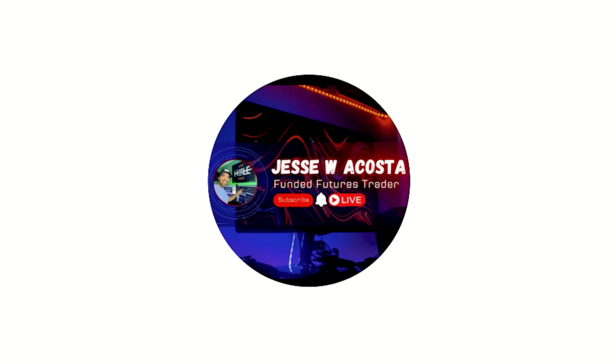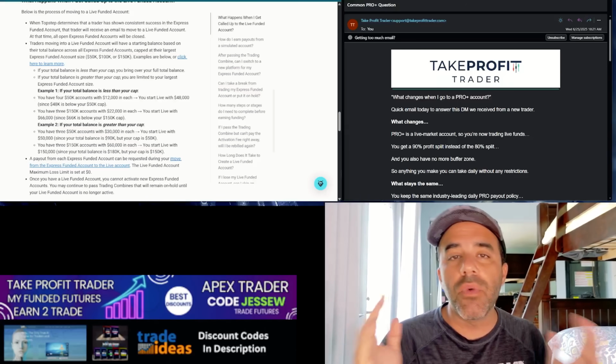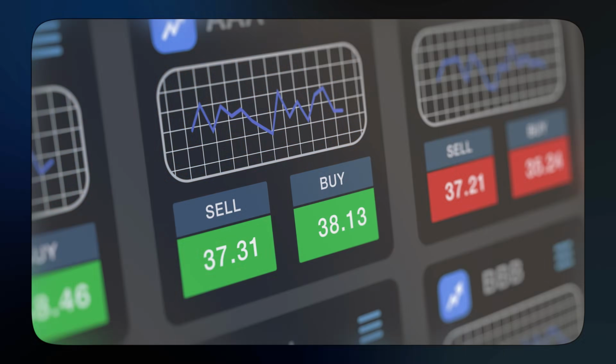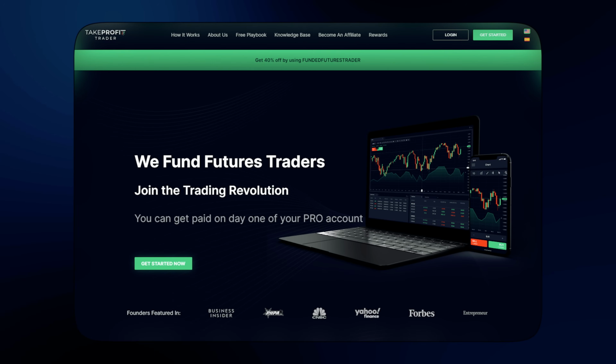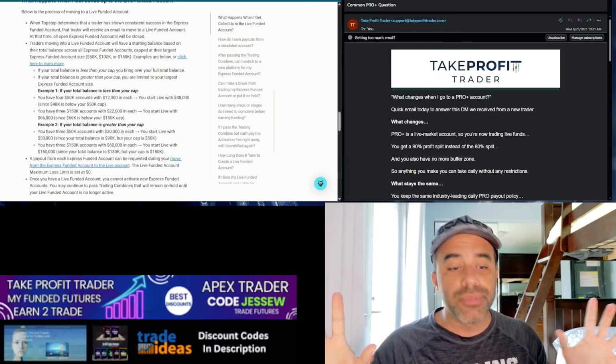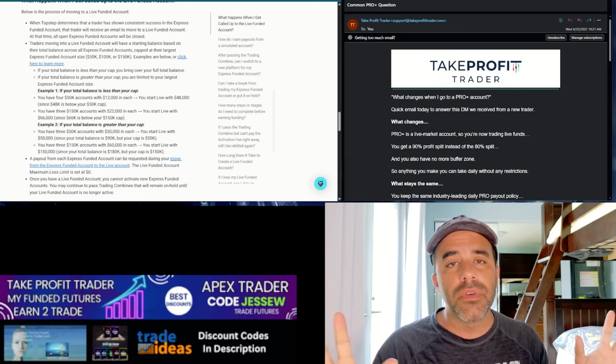Let's go. All right, so let's get right into it. And one of the very first things that everybody's always going to be wondering is, how much money do I start off with live? Well, it's two very different things going on with TakeProfit Trader and Topstep. Their starting balances are completely different from one another, okay?